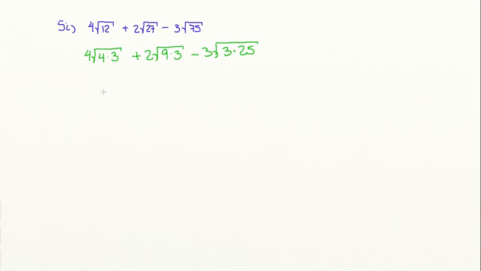Okay, the square root of 4 is 2, so I have 4 times 2. Square root of 9 is 3. Square root of 25 is 5. Left with a 3. Okay, let's just simplify this a little bit more.